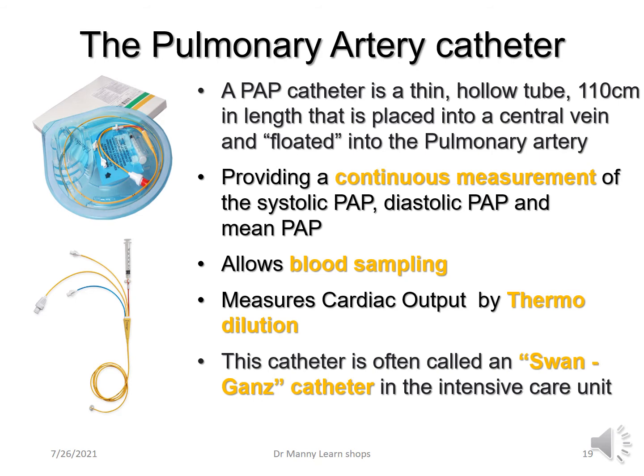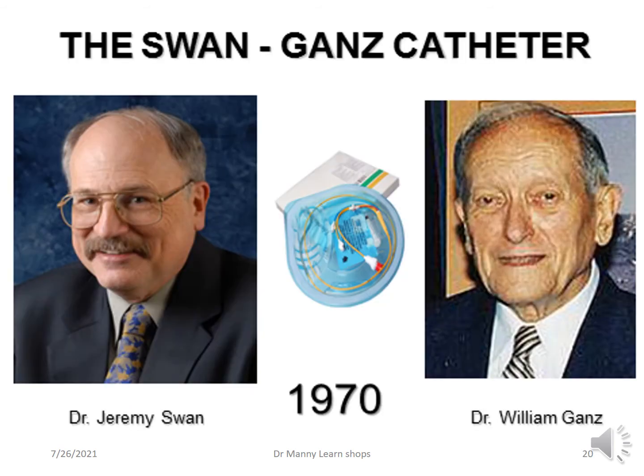And this provides a continuous measurement of the systolic, diastolic and mean arterial pulmonary pressure. It also allows blood sampling, and as we mentioned previously, it can measure cardiac output by thermodilution. And this catheter is often called the Swan-Ganz catheter in the intensive care unit. Why? It's named after two physicians, Dr. Jeremy Swan and Dr. William Ganz, who initiated this catheter in approximately 1970.